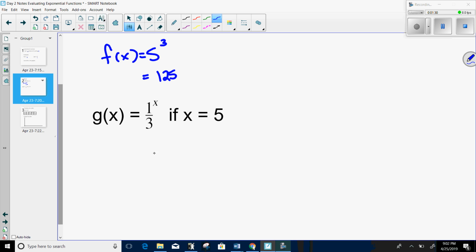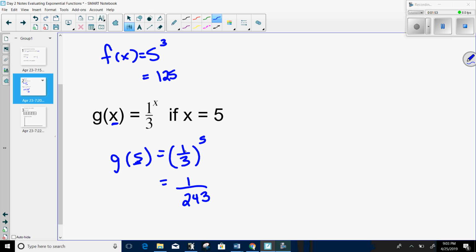Okay? G, if x equals 5, sometimes you might see this written as g of 5. Notice the x is replaced with a 5, so then this would become (1/3) raised to the 5th power. Well, I put it in parentheses because I need to take 1 and 3 to the 5th power, so this would become 1 over 243. You take 1 times 1 times 1 five times, 3 multiplied 5 times, and you can do that with the calculator. You can do 3 caret symbol 5 in the calculator.